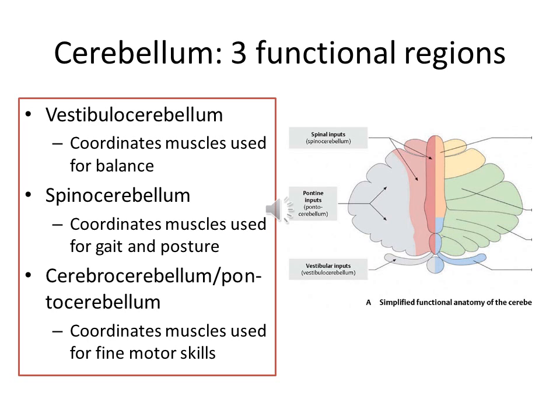Here's a summary of the three functional regions of the cerebellum that I described on the previous slide. The vestibulocerebellum is responsible for coordinating muscles used for balance. The spinocerebellum coordinates muscles used for posture and gait. And the cerebrocerebellum, sometimes also called the pontocerebellum, as it is on this slide, coordinates muscles used for fine motor skills. So for completely normal coordination, you need all three functional regions of the cerebellum to work together.